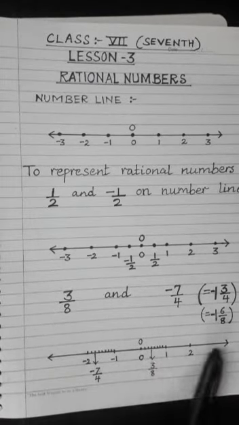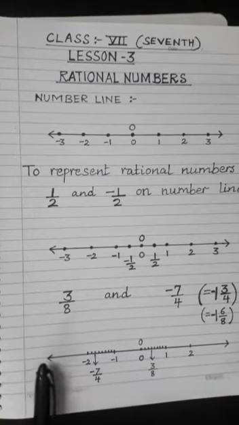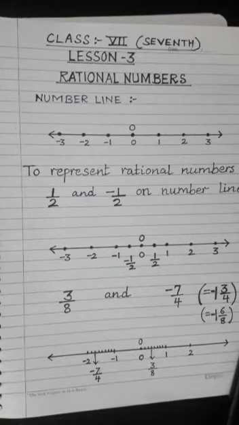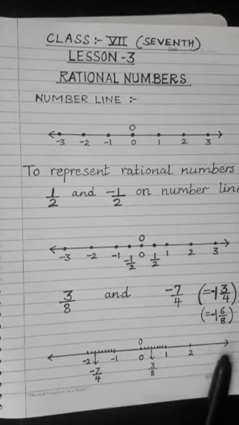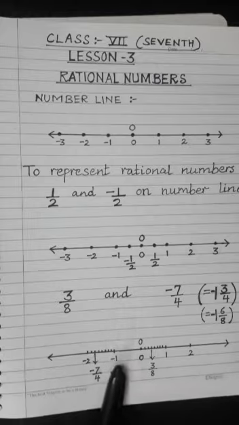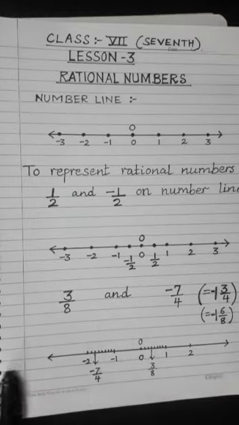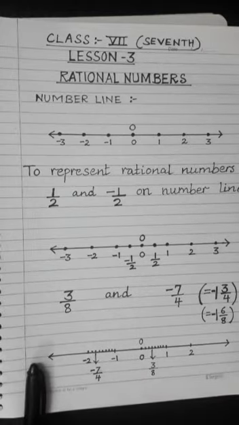Now I will show you how to represent 3/8 and -7/4 on the same number line. So you will again draw this number line with a ruler, mark 0 on it, take points 1, 2, 3, etc. on the right hand side, and negative integers -1, -2, -3 and so on the left hand side.